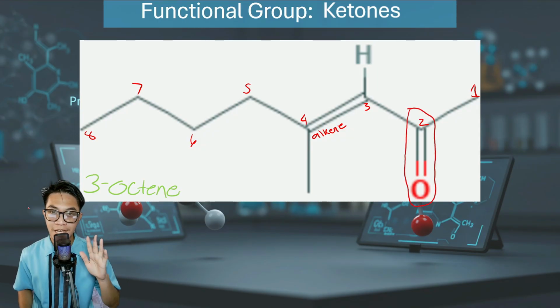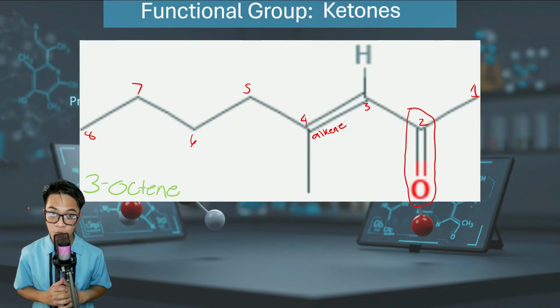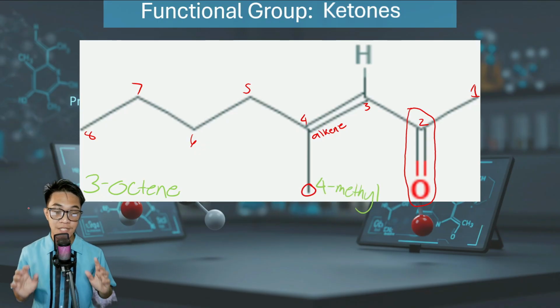Second thing, let's identify the location of our ketone, which is on the second carbon. And lastly, let's identify any branches or substituents that are not part of our parent chain. And there we have it. That's the methyl group on the fourth carbon, and its name is 4-methyl.